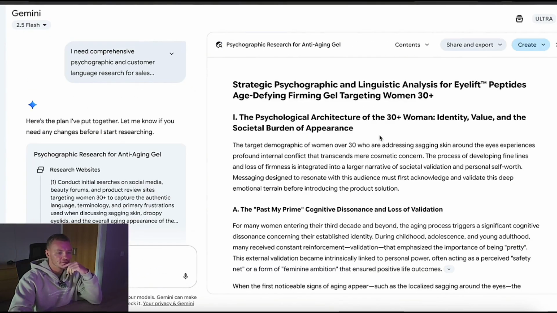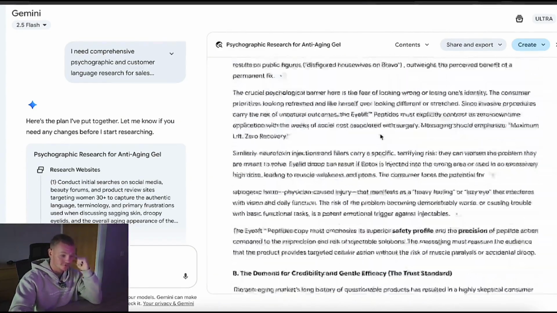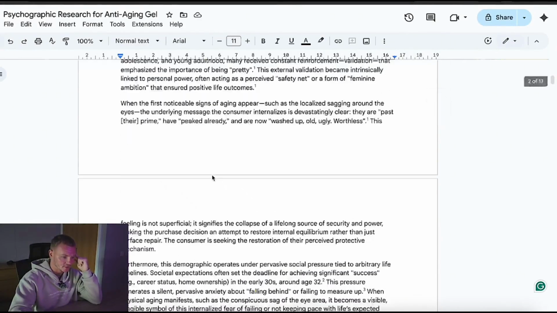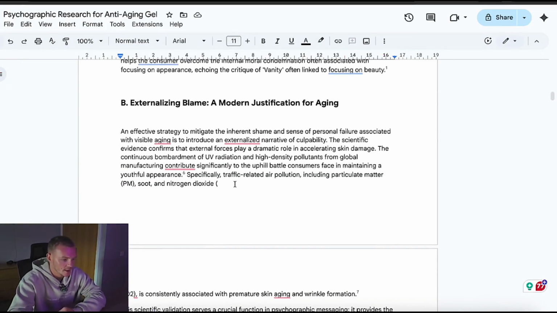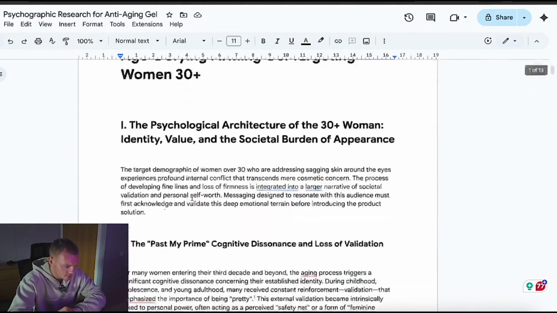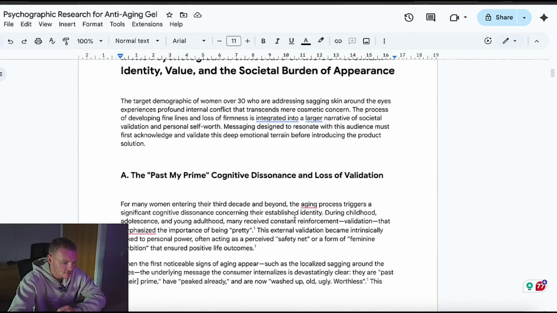Right, so we have actually got this psychographic and customer language research done. As you can see, we've also got a ton of stuff in here, but what I've done is I've put it into a little Google Doc. We're going to go through exactly some of the stuff that's in here. Now, this is one of those documents that you really want to read through because you want to have an idea of all this stuff when you're coming up with ideas, concepts, and angles. So let's go for A. The past my prime, cognitive dissonance and loss of validation.